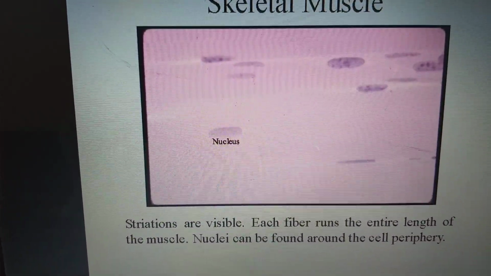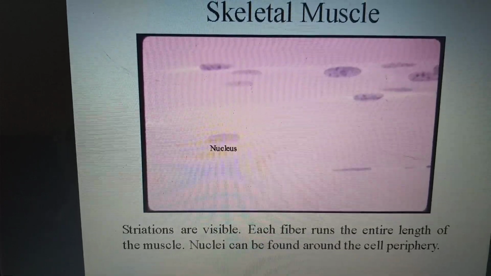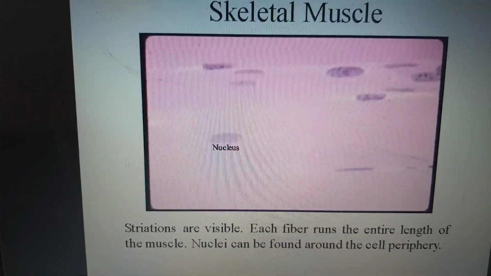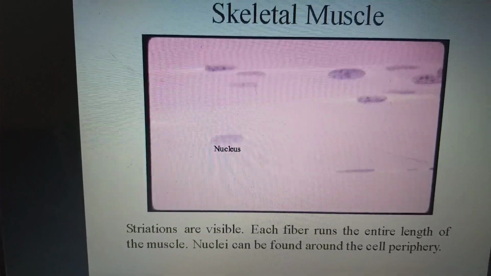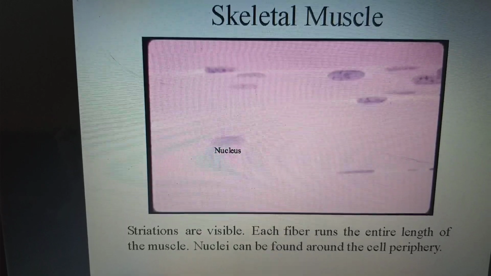And next, coming to the picture of the skeletal muscle, the striations are visible and each fiber runs the entire length of the muscle. Nuclei can be found around the cell periphery, means around the cell we can find the nuclei, which is multinucleated.